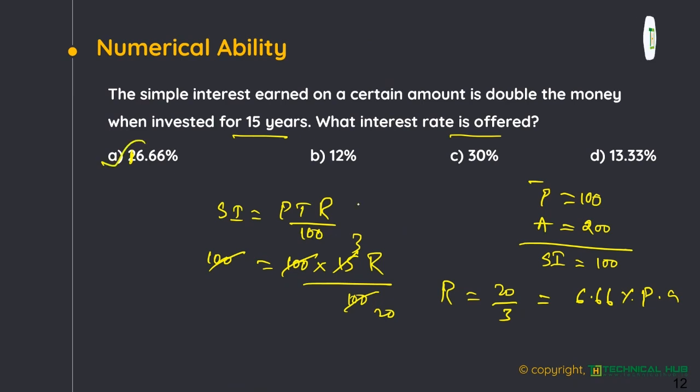6.66. Here, the simple interest earned on a certain amount, let us take the principal amount as 100, is double. Simple interest on a certain amount is double the money when invested for 15 years. We need to calculate the rate of interest.